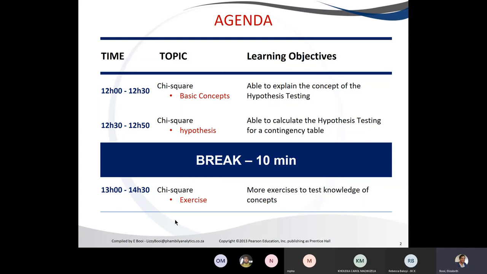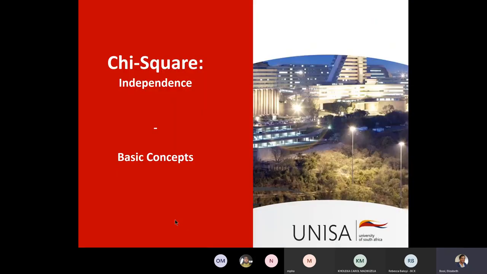Okay, so enough with that. Let's move on and do chi-square. Like I mentioned previously when we started the session, some of the concepts we're going to continue with, even though we're introducing a new topic. So we're still going to be doing hypothesis testing.